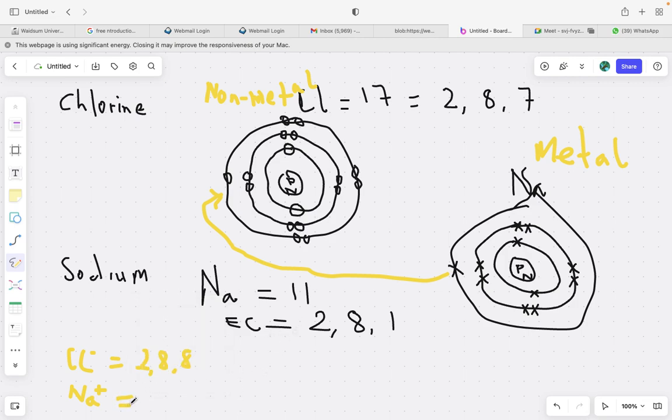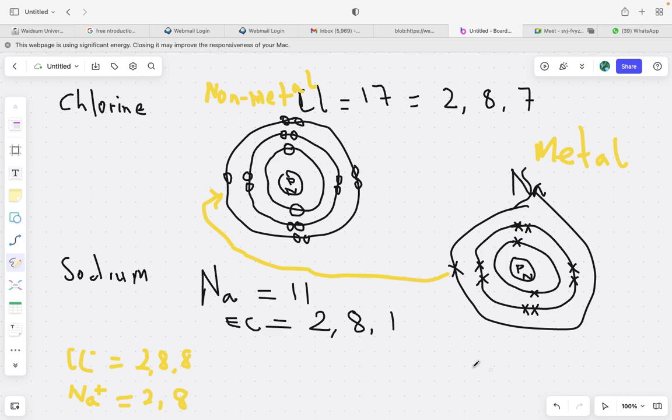When you are positive, it means you lost 1 electron. When you are negative, it means you gained 1 electron. I will also explain that. Sodium will now be 2,8, no more 2,8,1. It has lost that 1 electron, donated it to chlorine. Chlorine, instead of 2,8,7, is now 2,8,8.